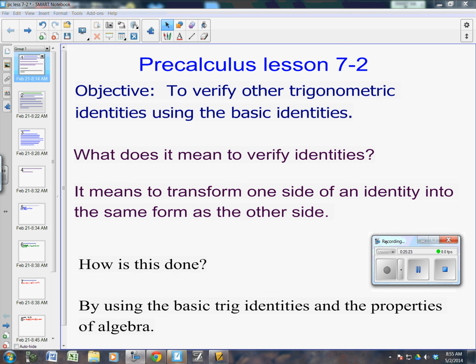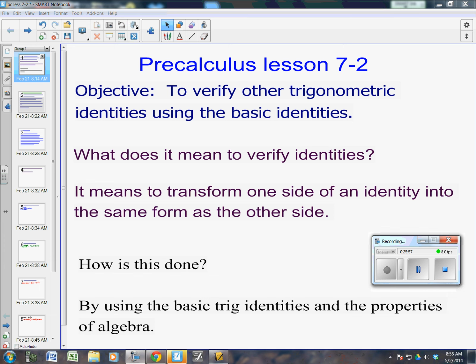So here we are. I've already kind of talked about this in the bell work. But we're going to verify trig identities using the basic identities. So what does it mean? Don't write this down, other than the objective. What does it mean to verify identities? Think about that for a second. Make both sides equal. Okay, prove that it's true, right? It means to transform one side of an identity into the same form as the other side.